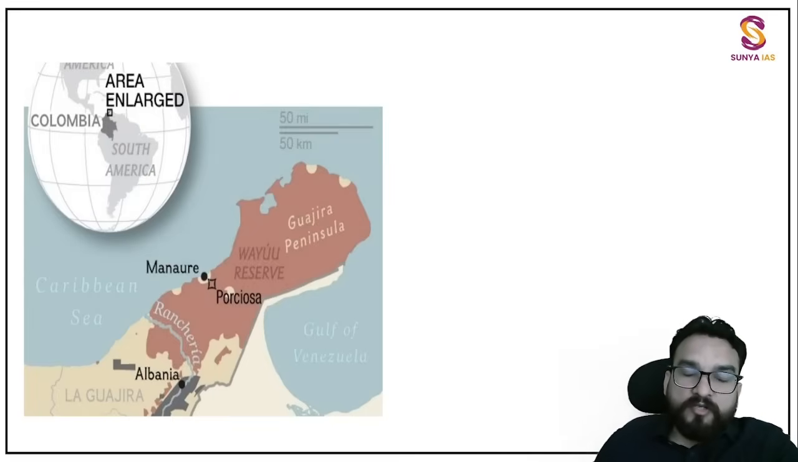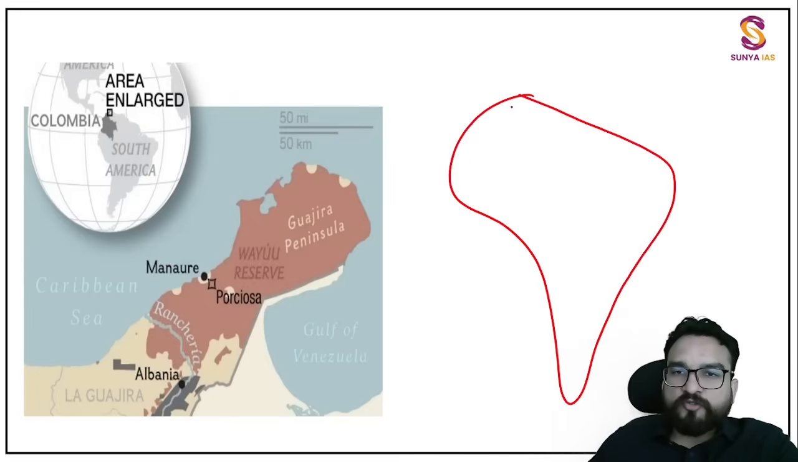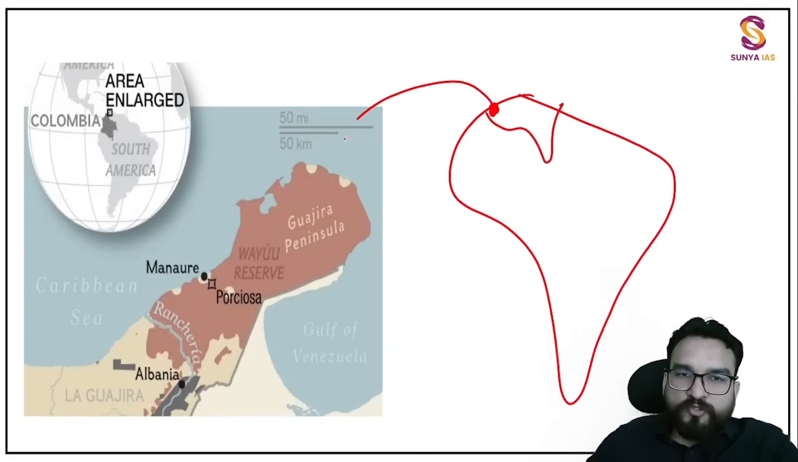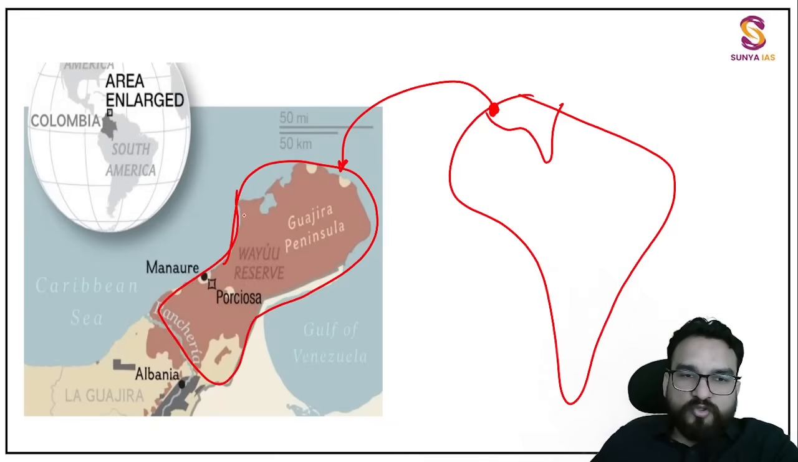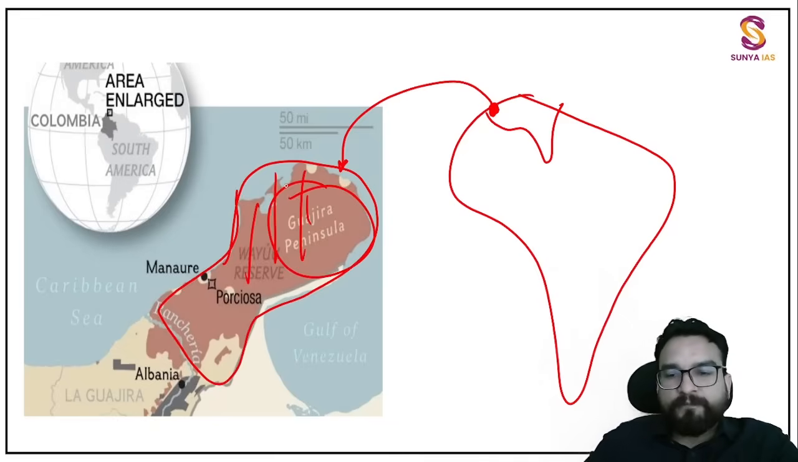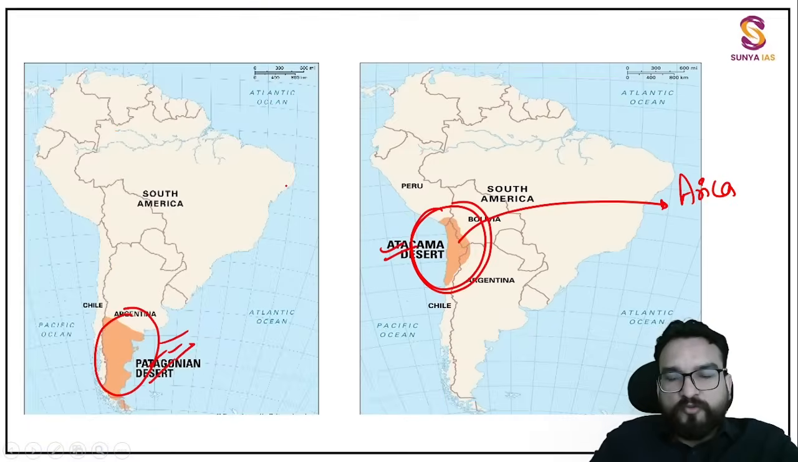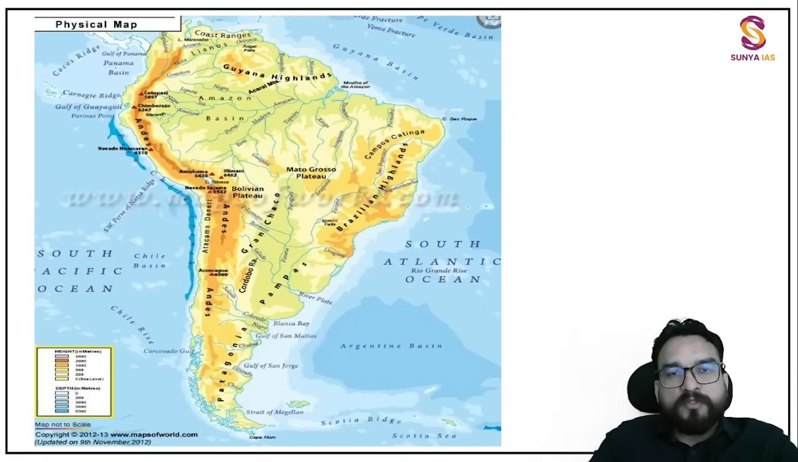And one is in Venezuela. You are seeing Venezuela like this. Again, let me show you. Not exactly like this, but like this. Over here, this I am showing you. So what is this basically? This is the Guajira Peninsula. And this is also one desert over here, Guajira. So four deserts I have told you with respect to the South American continent.